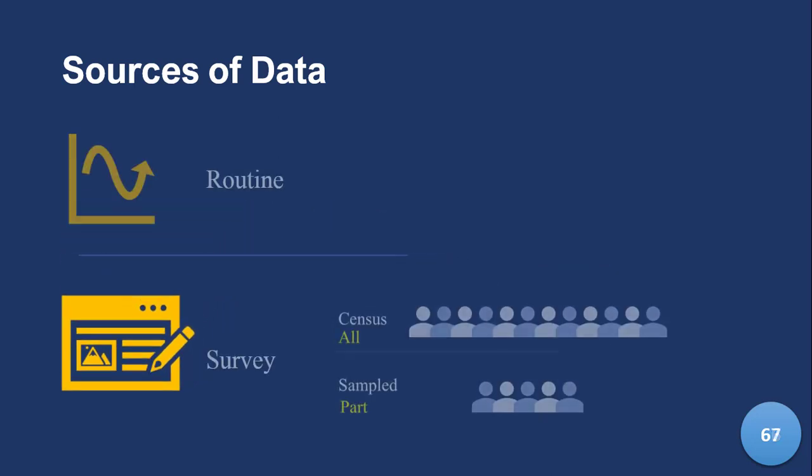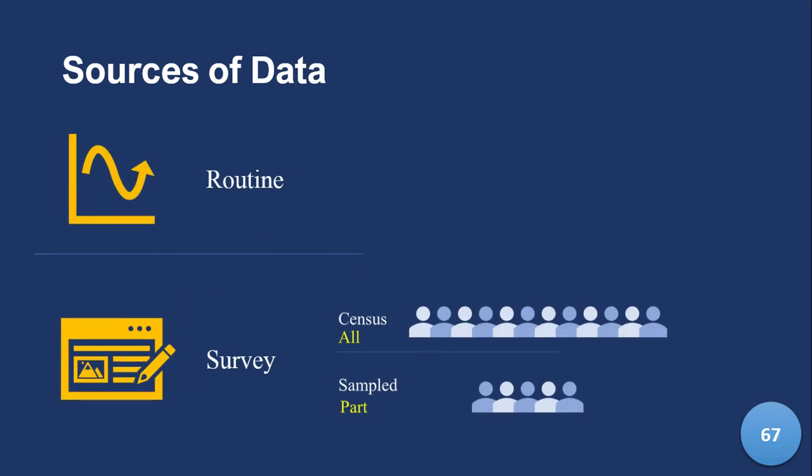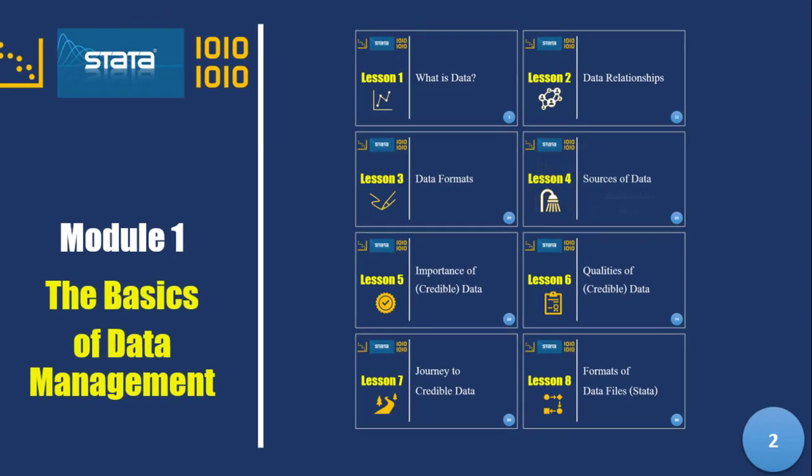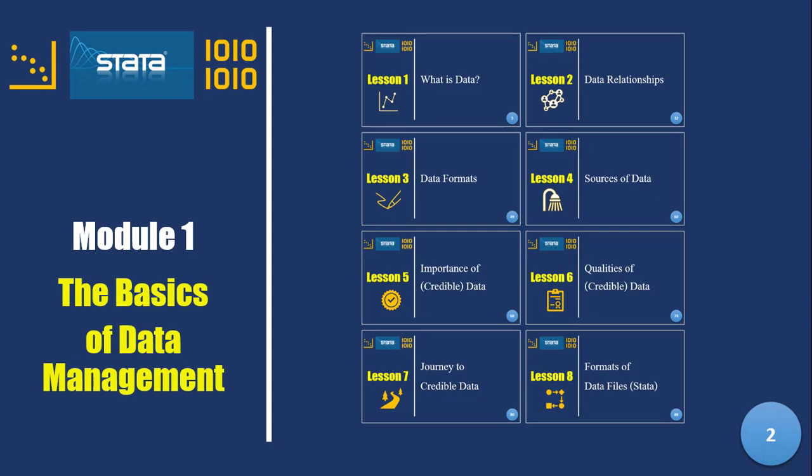So those are the two primary sources of data: routine and survey. And then we have census and sample. That's basically lesson 4. We've gone on this journey from what data is, to relationships, data formats, and sources of data. I hope you have gotten something substantial so far.